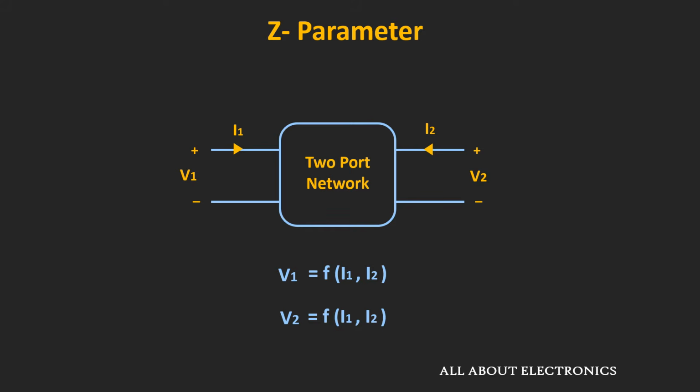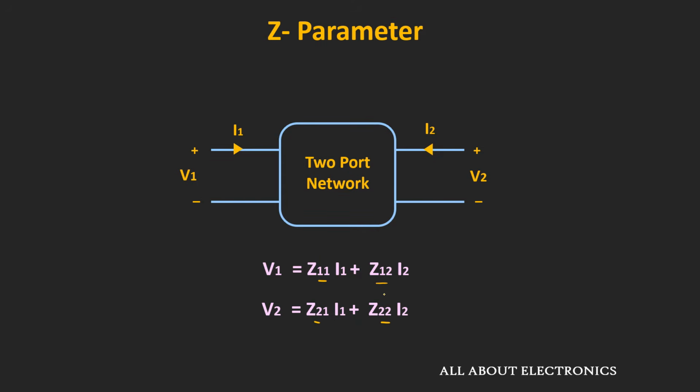Now, as I said in the previous video, the two-port network contains only linear elements. That means the relation of V1 and V2 with I1 and I2 is also linear. So for the Z parameter, V1 can be expressed as Z11 times I1 plus Z12 times I2. Similarly, V2 can be expressed as Z21 times I1 plus Z22 times I2, where Z11, Z12, Z21 and Z22 are the proportionality constants and they are known as the Z parameters.